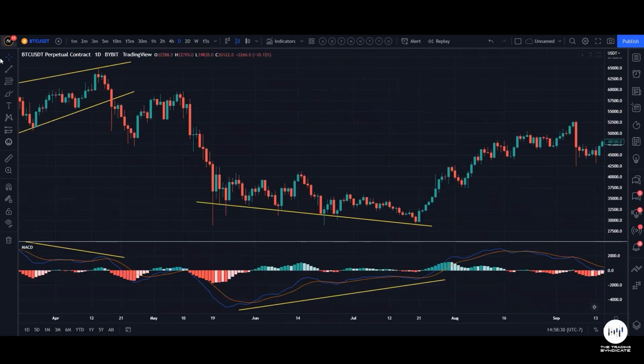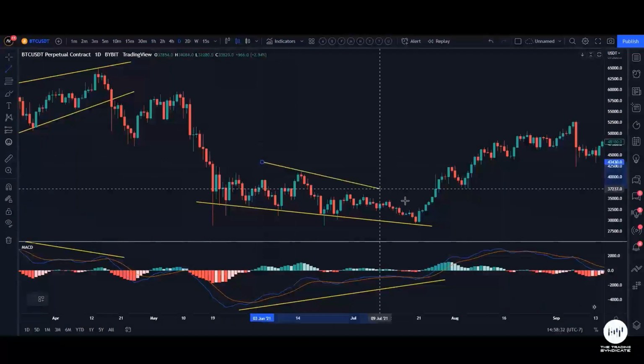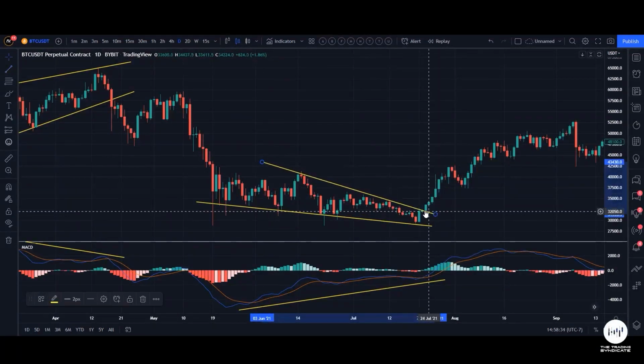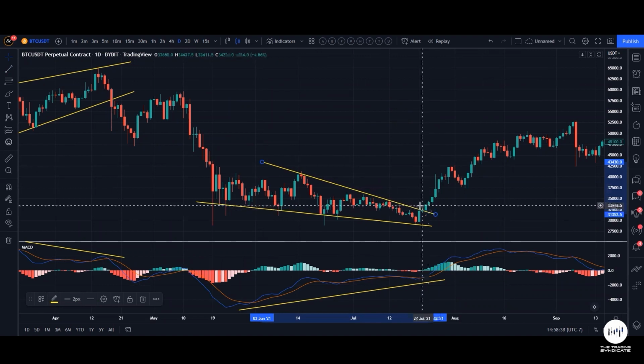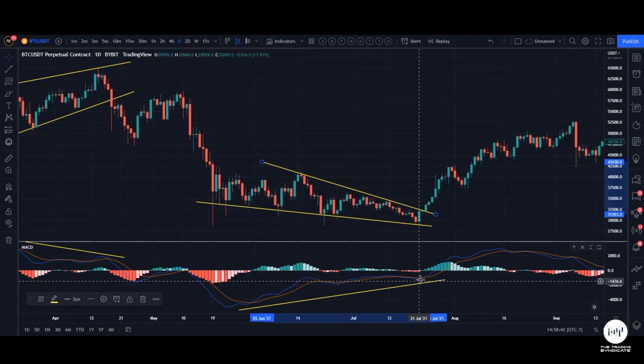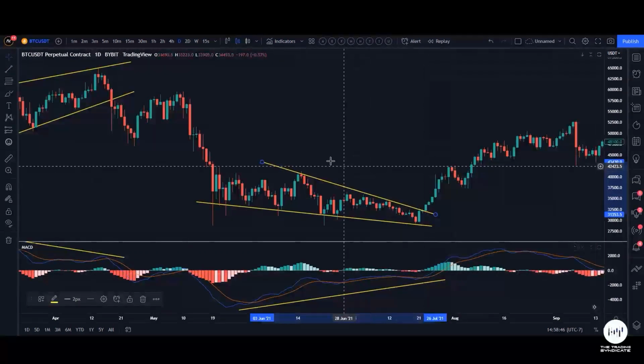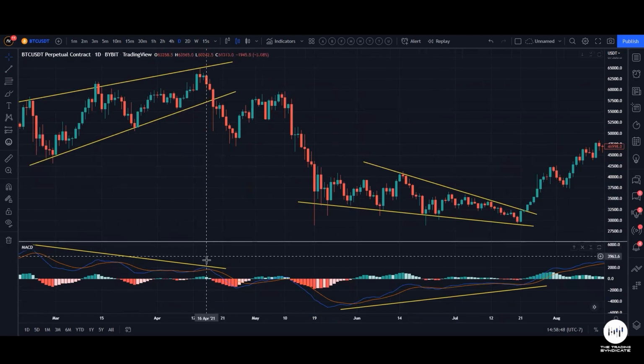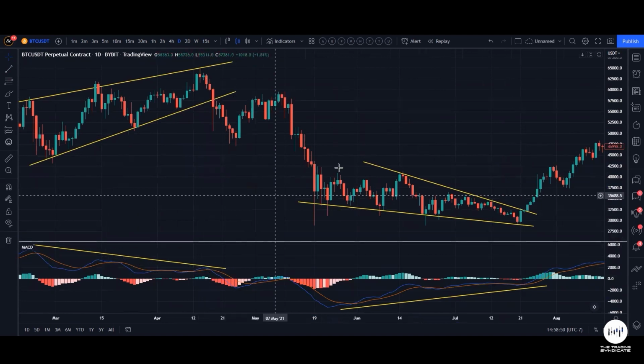Same thing over here. If we just go ahead and draw out a trend line that marks out the consolidation, notice we get that breakout of the consolidation right here with these two candlesticks, and we get a simultaneous crossover from bearish to bullish on the MACD. So this would be a buy signal, and this, of course, right here would be a sell signal.